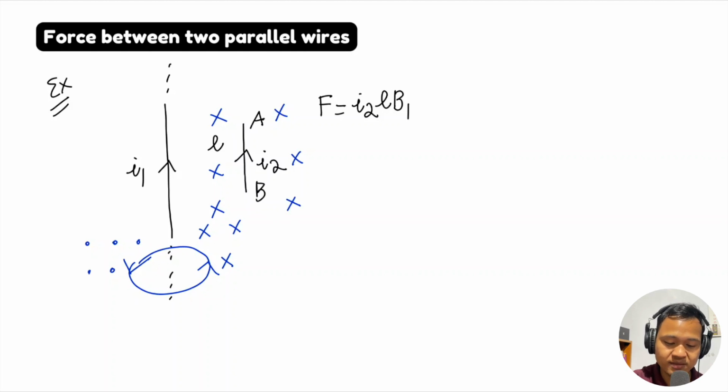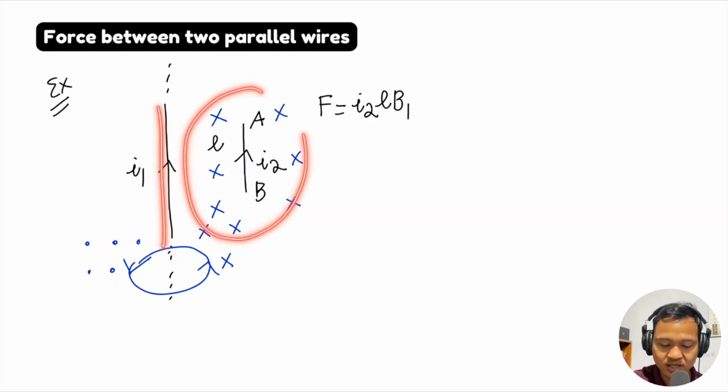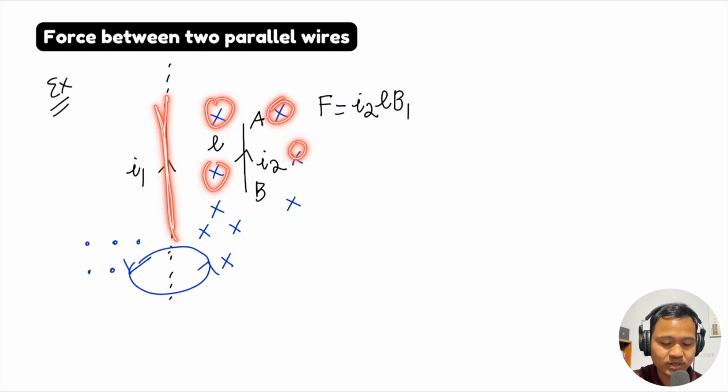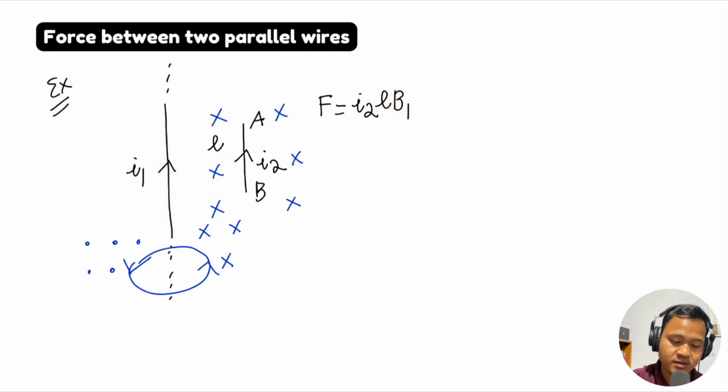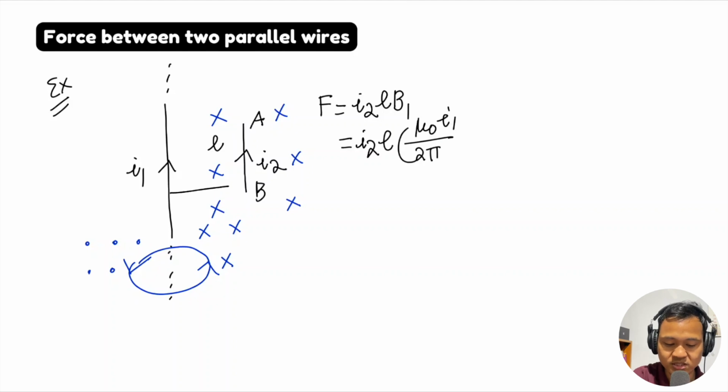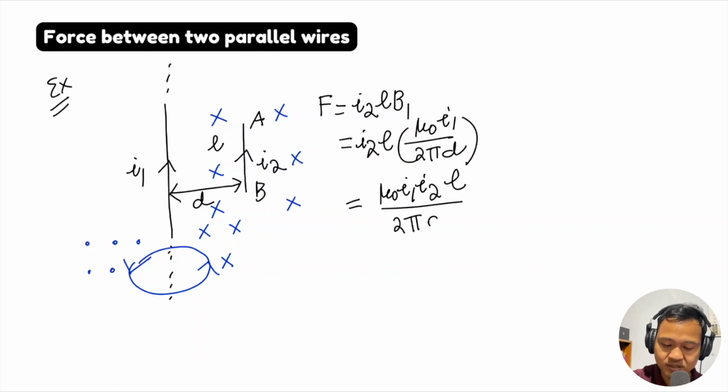So this magnetic field is due to the first wire. So I write here B1. Force is I2 into L into B1, which is mu naught into I1 divided by 2 pi into separation. So let's say D. Then 2 pi D. Magnetic field due to a straight wire, I said last lecture. So the force is mu naught into I1 I2 into L divided by 2 pi D. So this is the force experienced by AB.